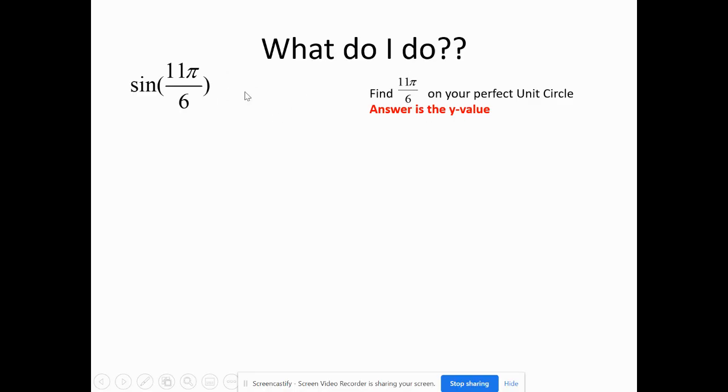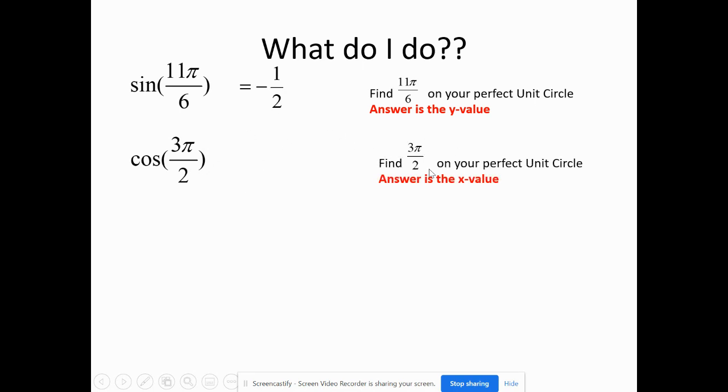Your teacher's not looking for any work here. So go ahead, find 11 pi over 6, write down the y value. The y value should be negative 1/2. That's the answer. What do we do for cosine 3 pi over 2? Find 3 pi over 2 on your perfect unit circle. Cosine is x, so write down the x value. Go ahead and do that. Look at 3 pi over 2. The x value I have written down is 0, so the answer is 0.